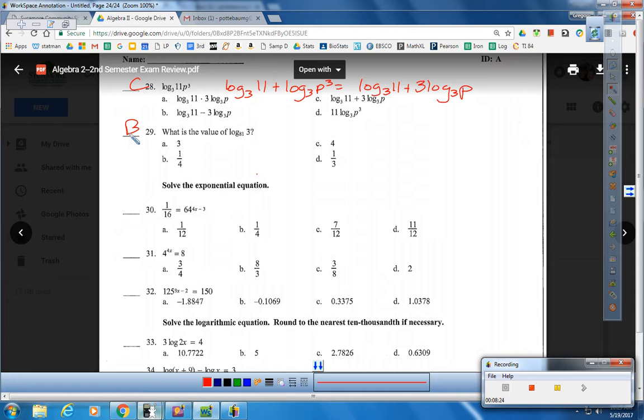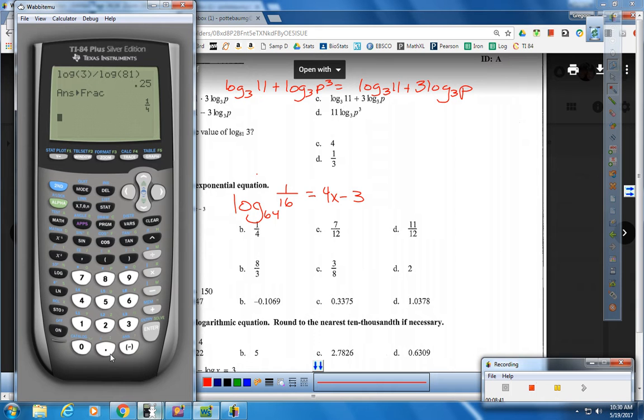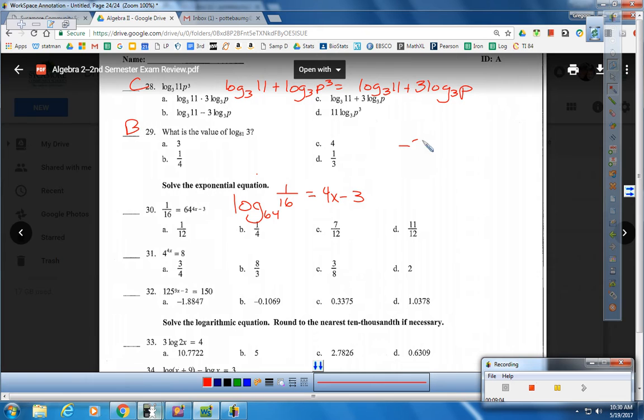Okay? Solving the exponential equation, the easiest way to do this is to rewrite it as a logarithm. So this is the log. Remember, our base is the same. So the log base 64 of 1 over 16 is equal to 4x minus 3. Okay? So I'm going to figure out what log base 64 of 1/16 is. I'm going to use this math button this time. Log base 64 of 1 over 16. Press enter, and I'm going to change that to a fraction. So that's negative 2/3. So I have negative 2 over 3 is equal to 4x minus 3.